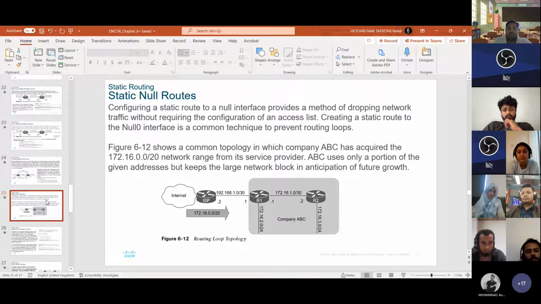Another type of static route is called a static null route. A null interface is an interface which discards packets. If you define on a router one interface as a null interface, then if you send any packet towards that null interface, the packets are going to be discarded. There is a use case for specifying static null routes. The use case is here.